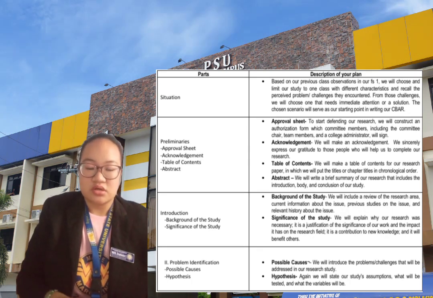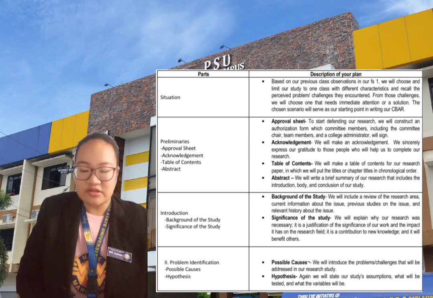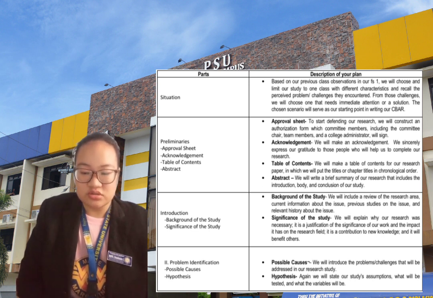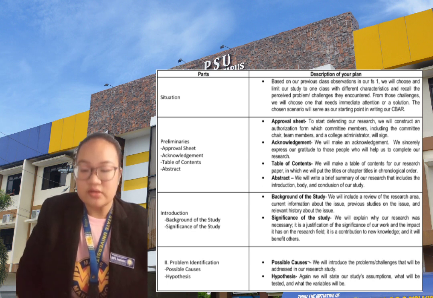Preliminaries. Approval sheet. To start defending our research, we will construct an authorization form which committee members will sign, including the committee chair, team members, and a college administrator. Acknowledgement. We will simply express our gratitude to those people who will help us to complete our research.